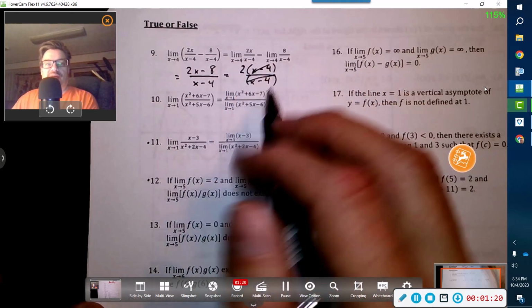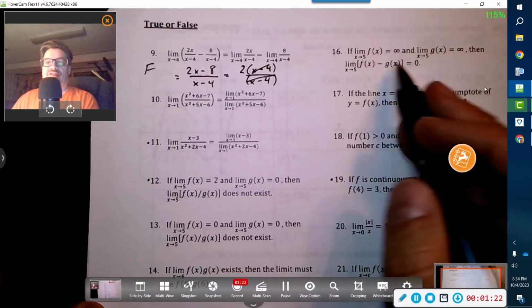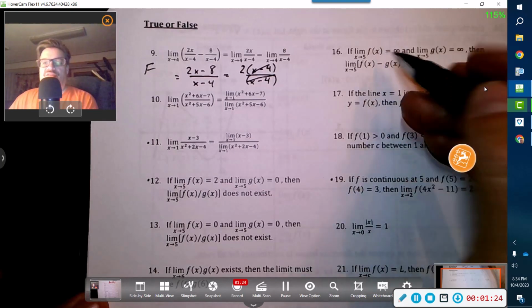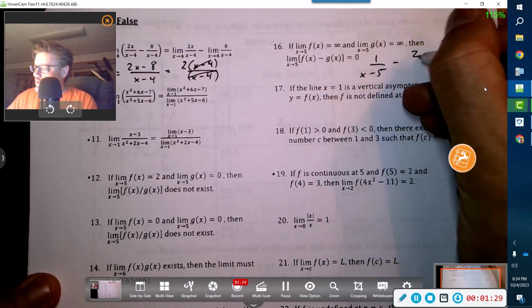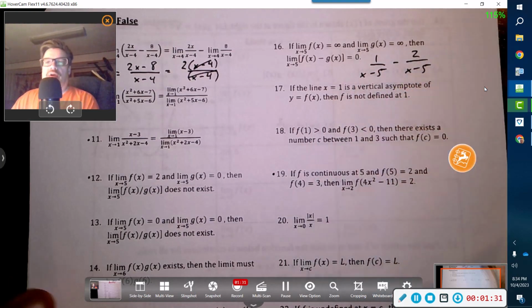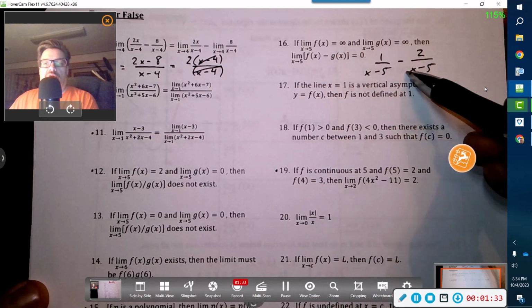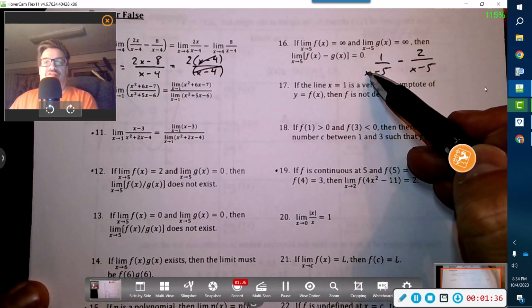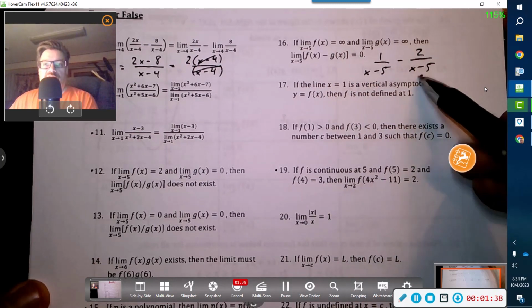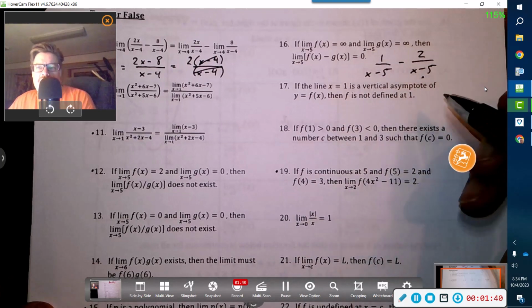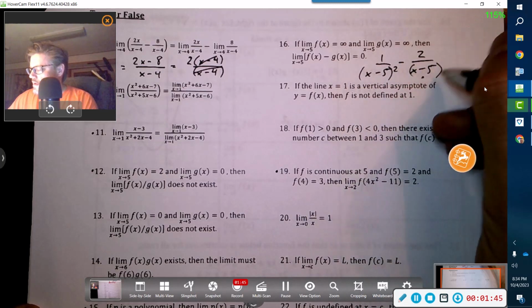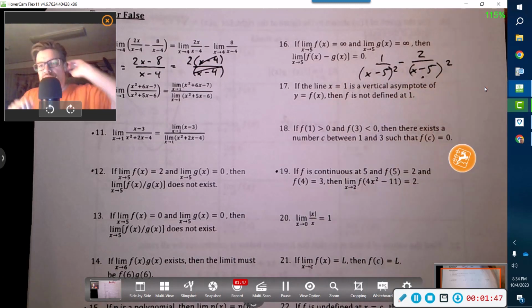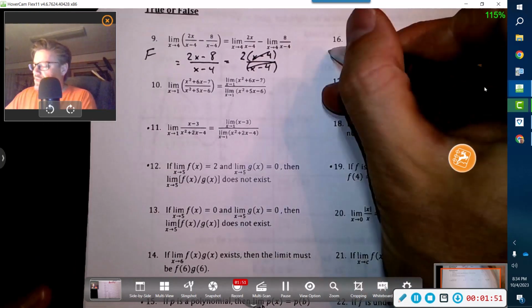So that's why this one is false, and so is this one, because if it goes to infinity, you could say these do not equal 0, even though this one goes to infinity and this one goes to infinity as well. I think you have to square these though. But either way, they both go to infinity, and so they're not the same. So how can they equal 0? So this one is false too.